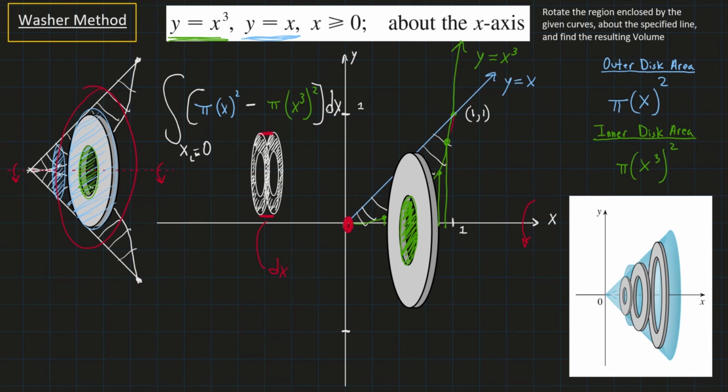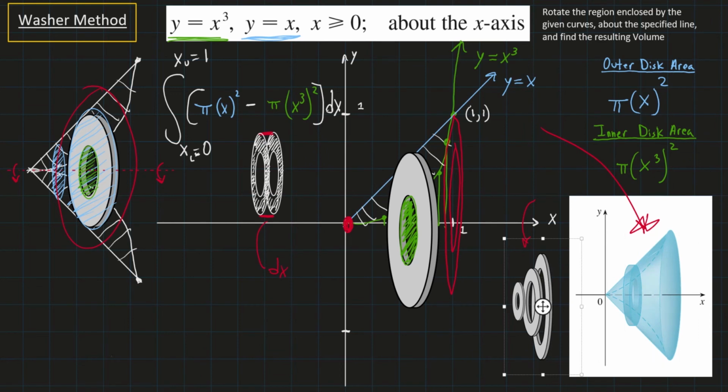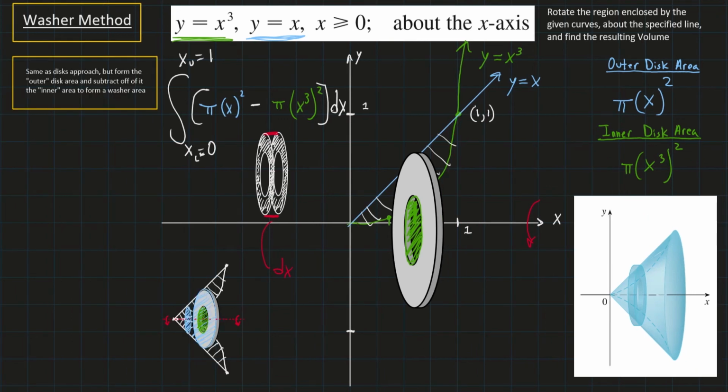And our last washer is this one right here at x is equal to 1. So x upper is equal to 1. And I just have to punch out that math, and that will get me the volume of my target shape. Here it is without those washers, just so you can get a good look at it.